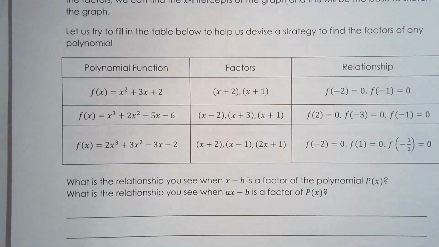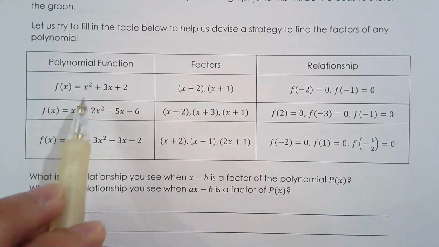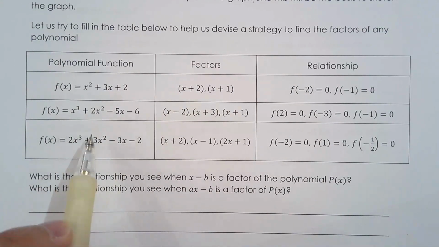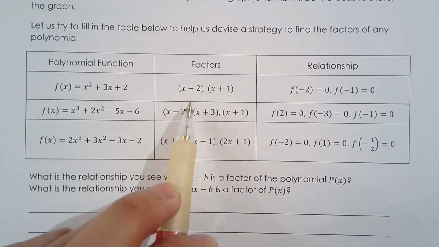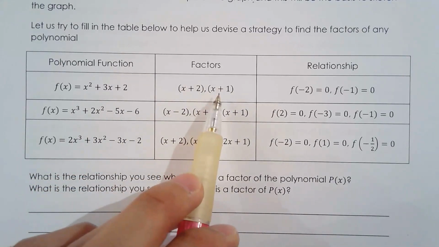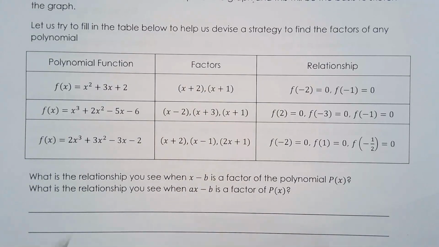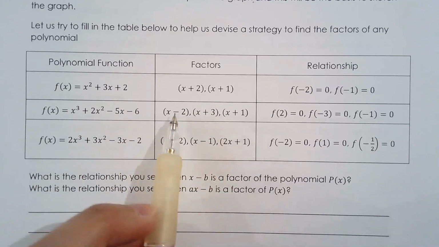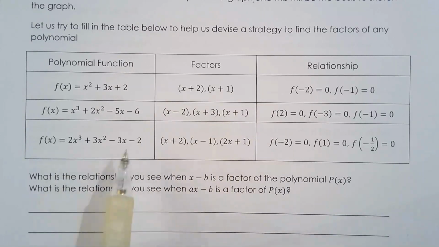So let's take a look. We have this table here. I have a quadratic and 2 cubics. I wrote down the polynomial functions, and in fact I also factored for you. For x squared plus 3x plus 2, there are 2 factors, x plus 2 and x plus 1. For the polynomial x cubed plus 2x squared minus 5x minus 6, these are the 3 factors. If you were to factor it, these would be the 3 factors. The same could be said for the last polynomial.